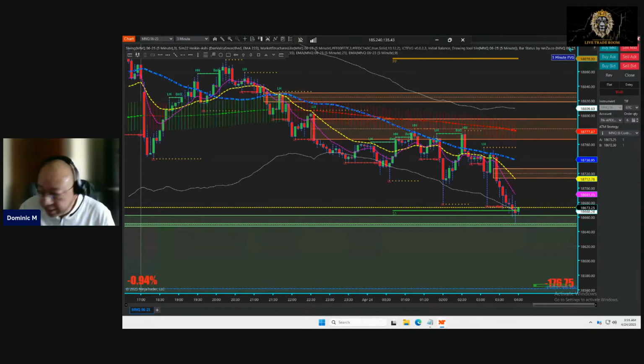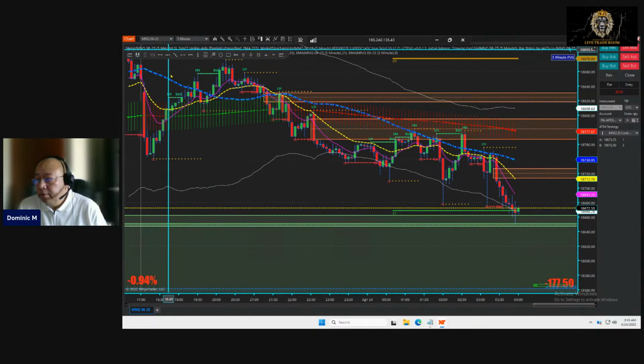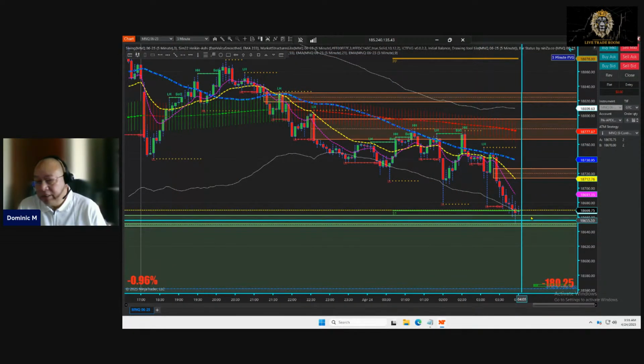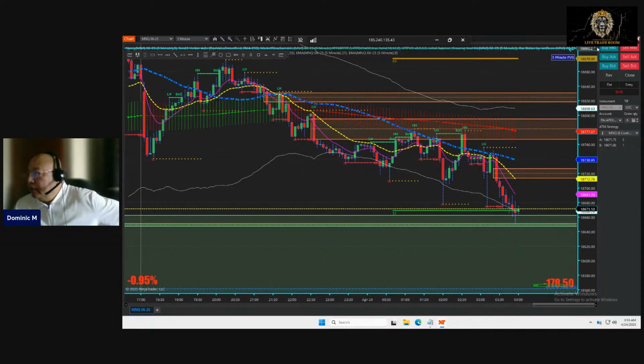Hello, traders. Looks like the market is going down. Only down maybe what? Not even 1%, but you can see where this is going. It's hitting this big fair value gap, so we may see a rebound here. That's on the 5 minute chart.